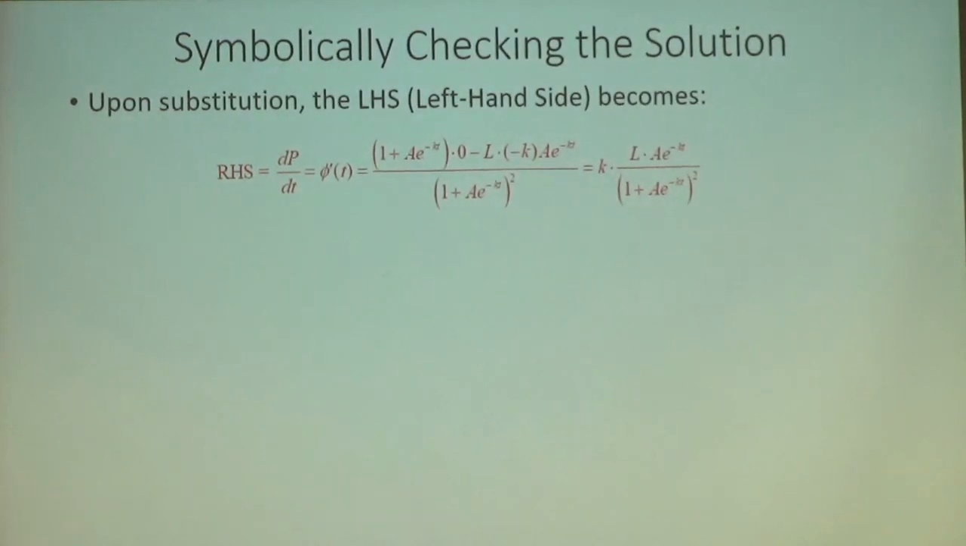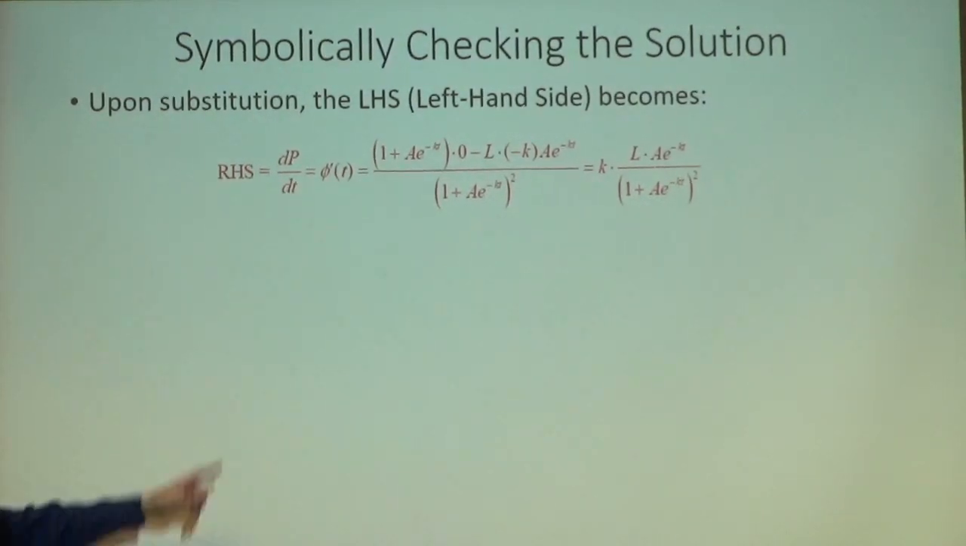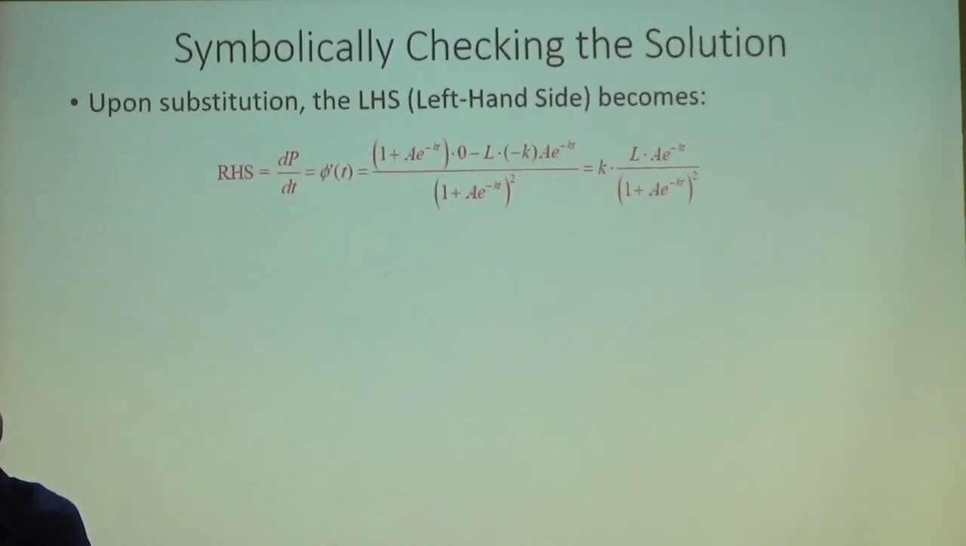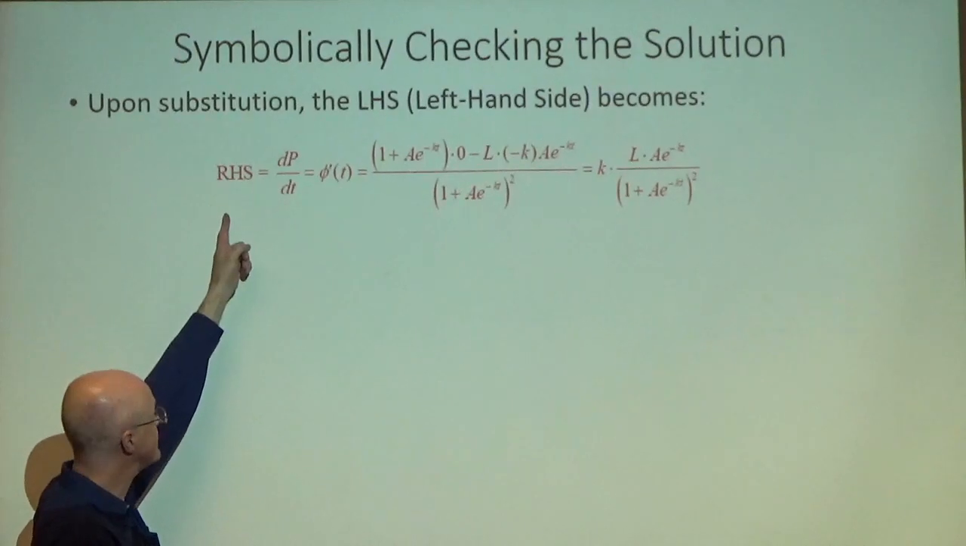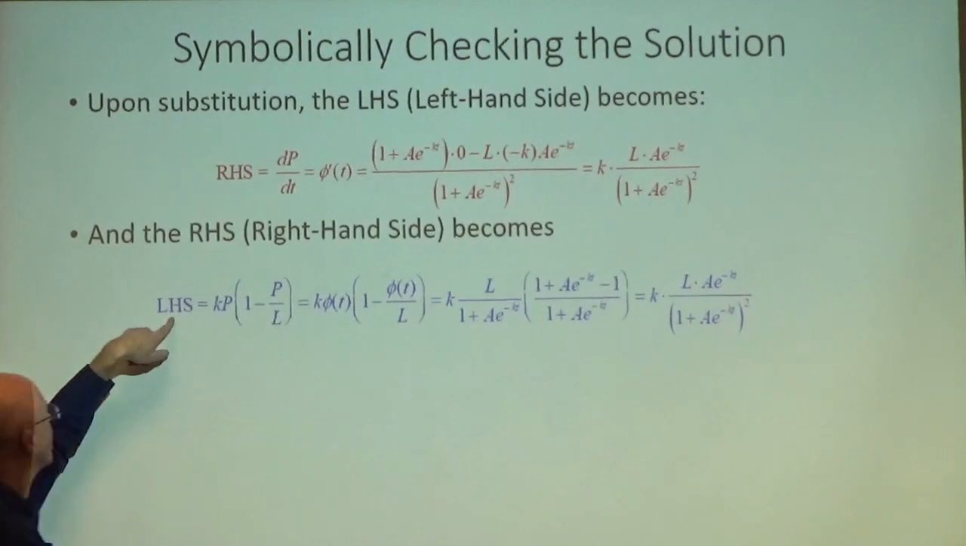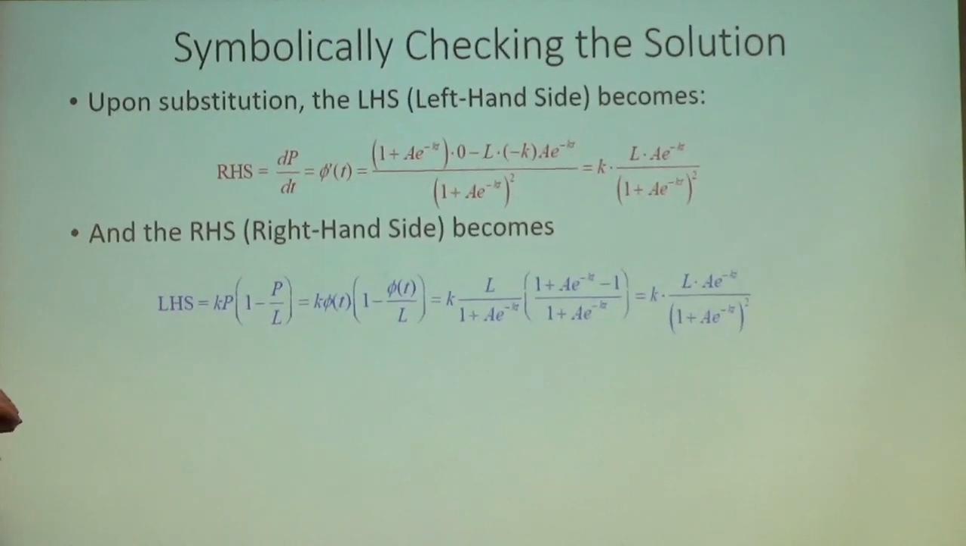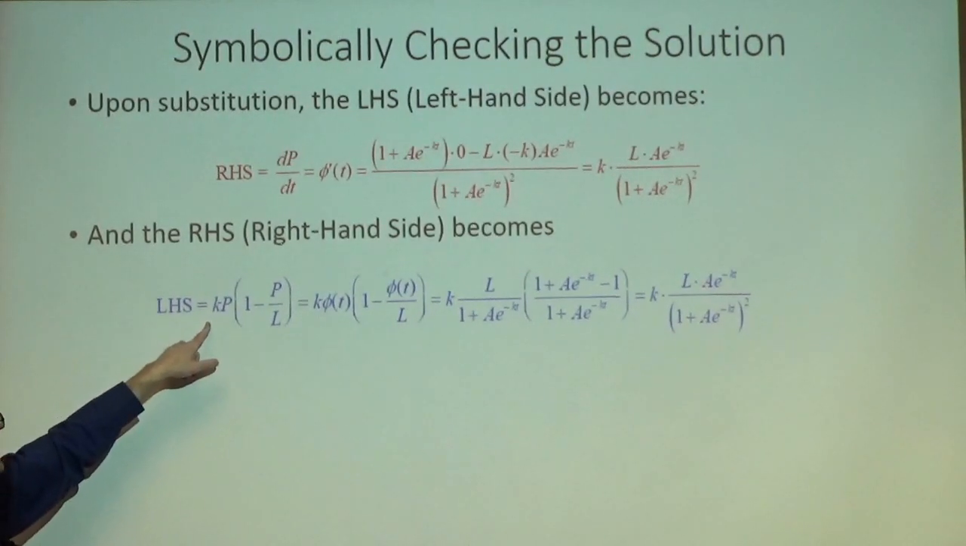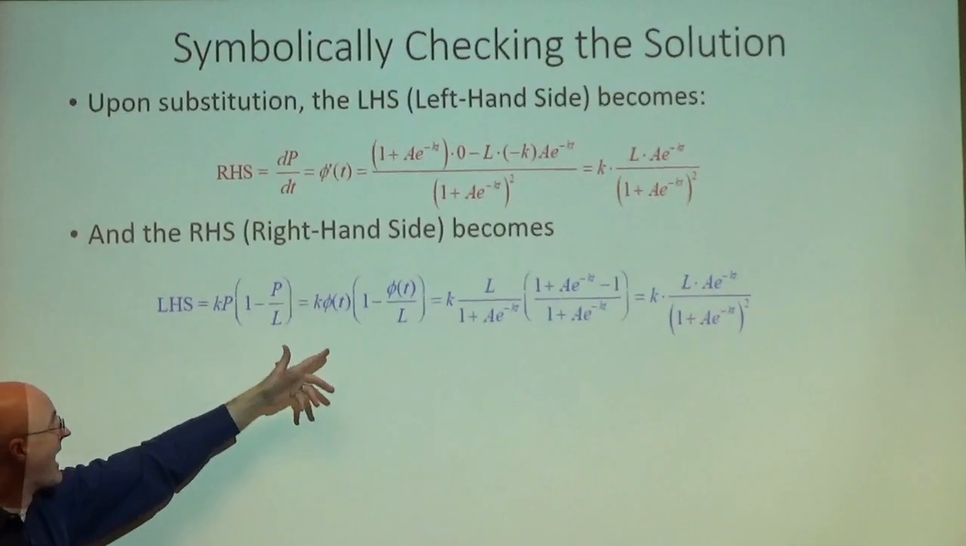That's the right-hand side, excuse me, that's a typo. That's the left-hand side, that should be LHS. I can't change it right now, but that's an LHS. That's the left-hand side of the differential equation. What about the right-hand side? I got that mixed up. That should be RHS. The right-hand side is this. How do you simplify that?